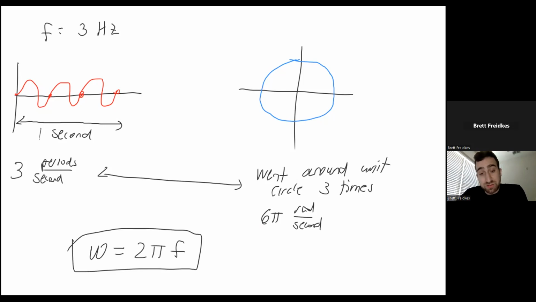So if I know the frequency is 3 hertz, that means I'm doing 3 periods in a second. That means I'm going around the unit circle 3 times. And that means if I multiply by 2 pi, I find out how many radians I'm going around in that same amount of time. So instead of 3 periods per second, we say it's 6 pi radians per second.